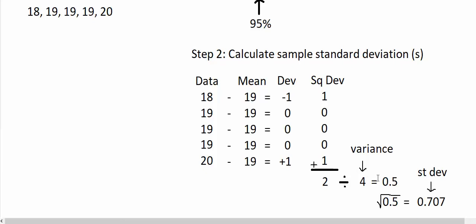And 2 divided by 4 is 0.5. Actually, the answer is the variance. Sorry, the variance is actually 0.5. This is our n minus 1 right here. The variance is the mean of the squared deviations. Next, we get the square root of the variance, and that's our standard deviation. So our standard deviation is 0.707.